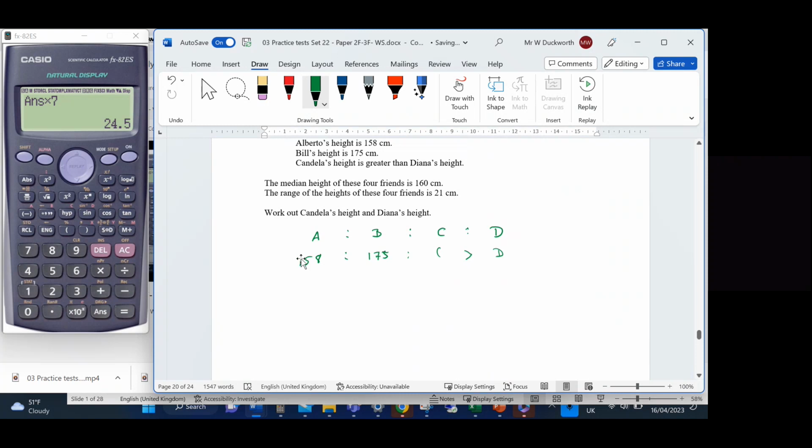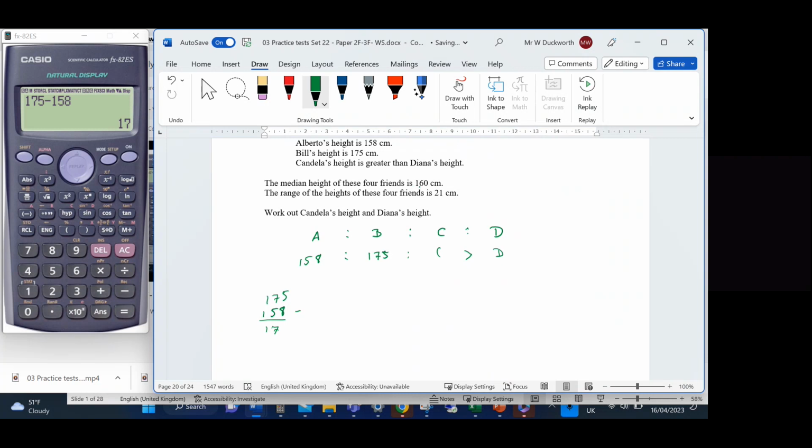If I look at the range to start with, so essentially we've got 2 out of the 4 heights. If I start by looking at the range of the values currently, so 175 minus 158, that will tell us that A is the shortest and B is the tallest, essentially. So 175 take away 158 is equal to 17. So currently we've got a range of 17. So we must have 1 more value that is either, to make a range of 21, 4 bigger than 175 or 4 smaller than 158.